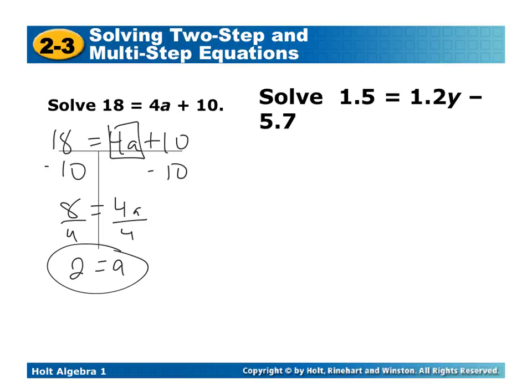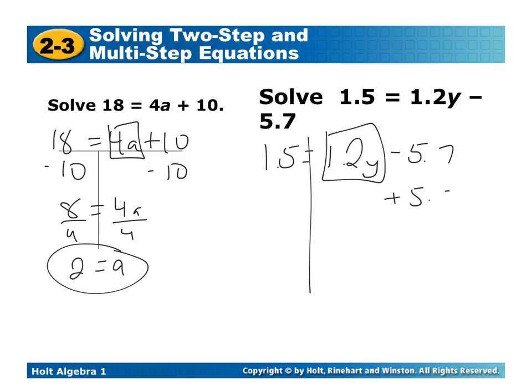Why don't you go ahead and pause the video and try this next one on your own. We have 1.5 equals 1.2y minus 5.7. So we're solving for y. First thing I'm going to do is add 5.7 to both sides. So I have 1.5 plus 5.7, and I have 7.2 is equal to 1.2y. Because they're being multiplied, I'm going to divide. 6 is equal to y.